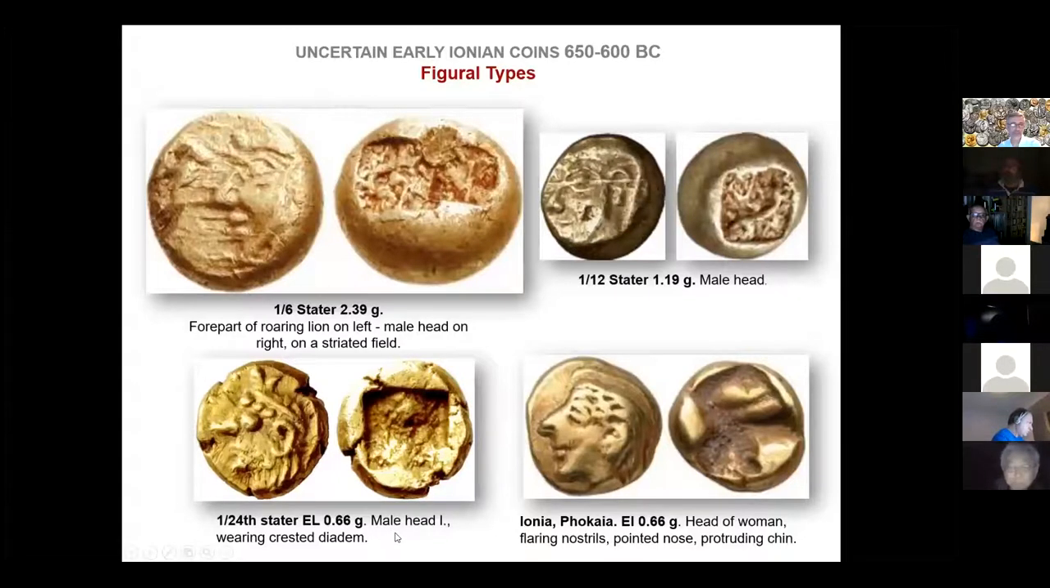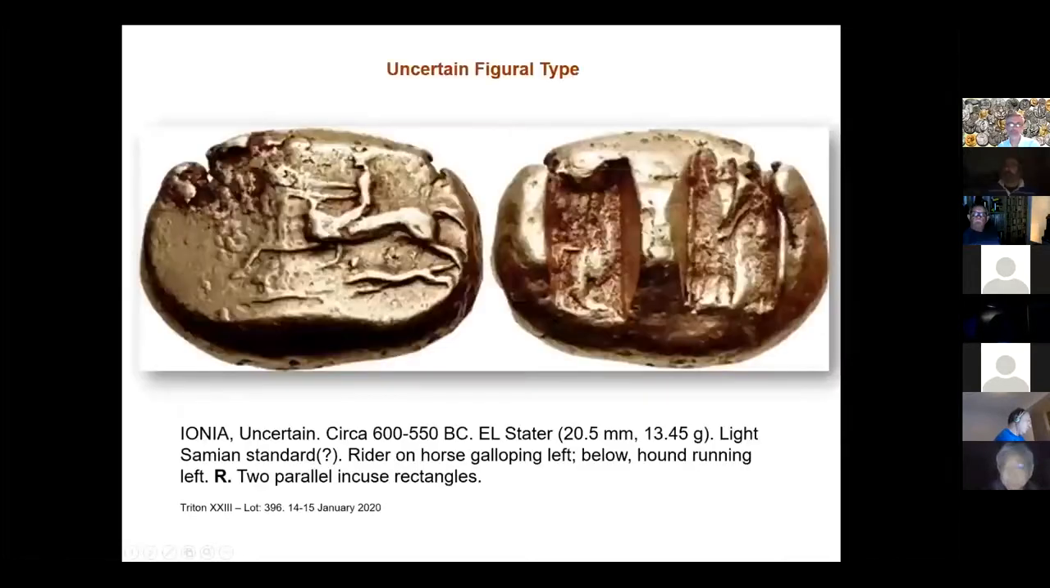And then here is a male head with a kind of crown. The numismatists simply described it as a crested diadem, but it looks like a crown, you know, our modern way of thinking of a crown. It looks like, was it Midas? Who knows? And this figural type just appeared in the market in January this year, and it's again a very enigmatic coin.